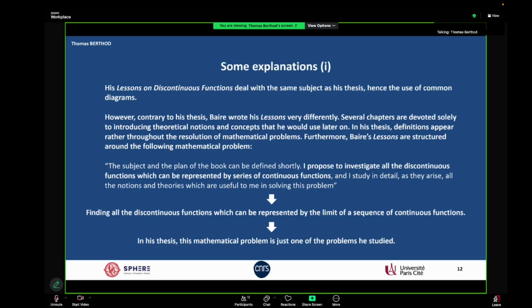Furthermore, his lesson is totally built around the following mathematical problem. The problem which consists of finding all the discontinuous functions which can be represented by the limit of a sequence of continuous functions. You have the quotation in the introduction of his lesson that testifies really to this point. And in his thesis, this is not the case. This mathematical problem is just one of the problems he studied. You have several other ones.